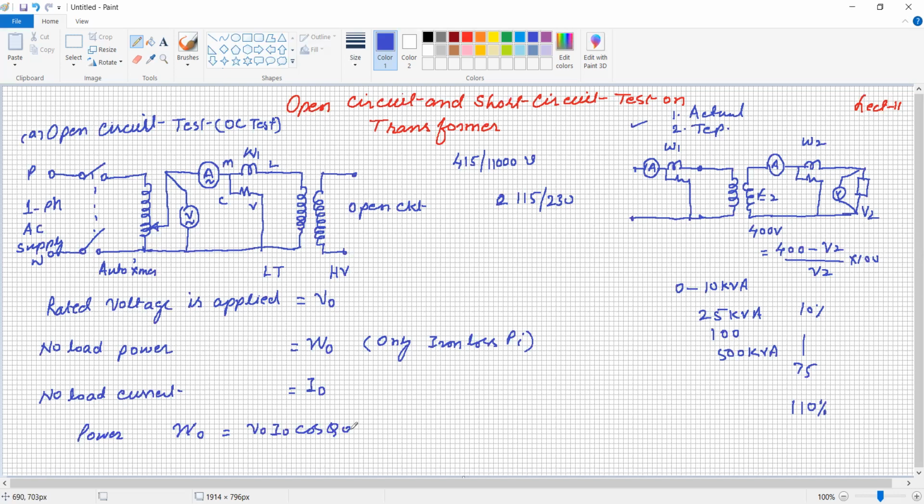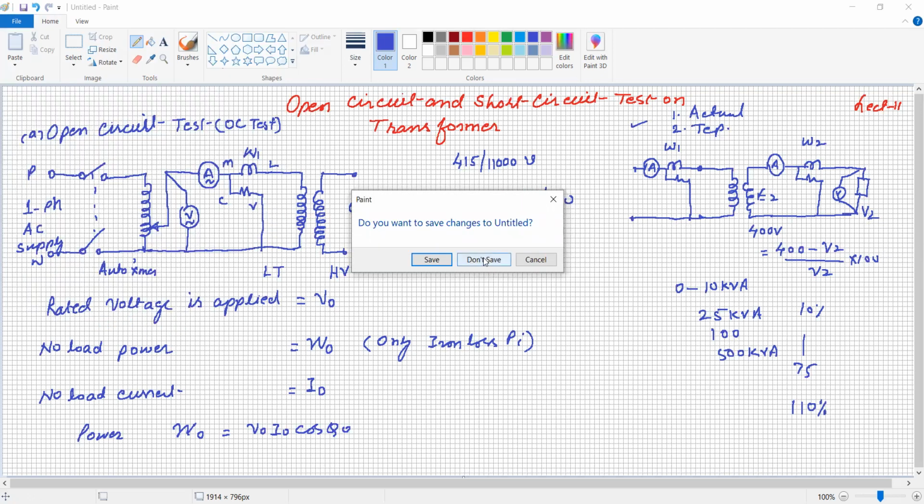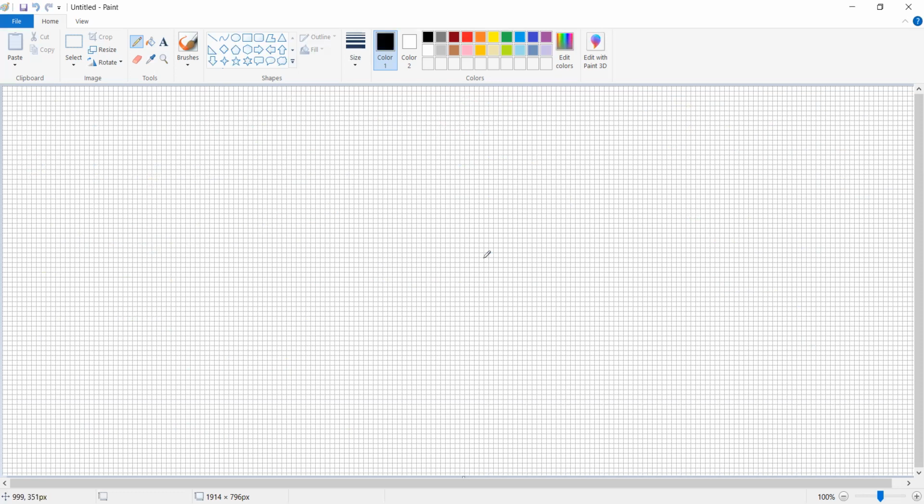So the power W is equal to the no load power, with no load voltage, no load current multiplied by the no load power factor, cos of the no load power factor angle. So here W0 is equal to V0 I0 cos of theta 0.